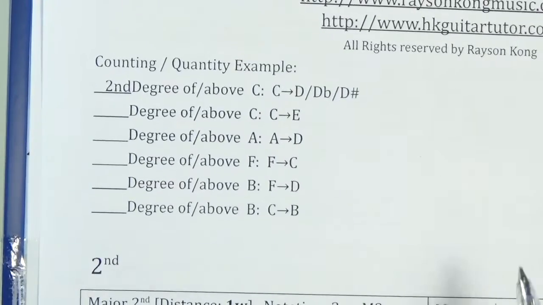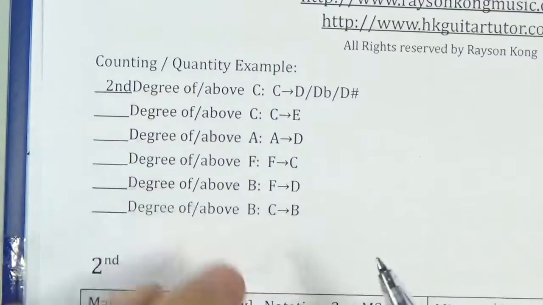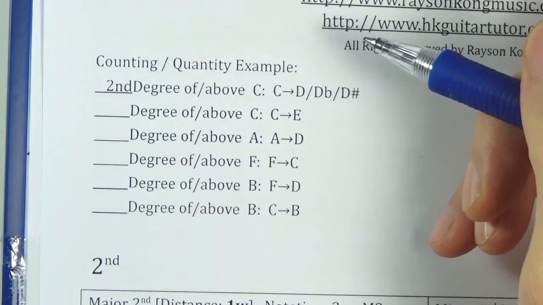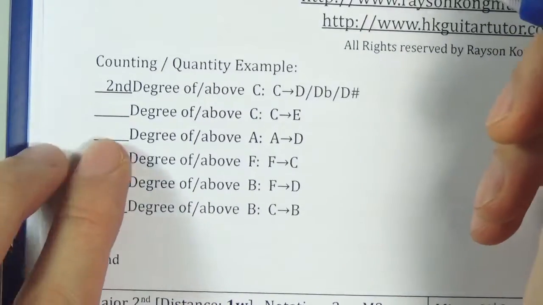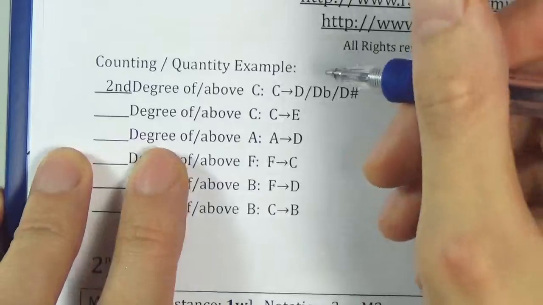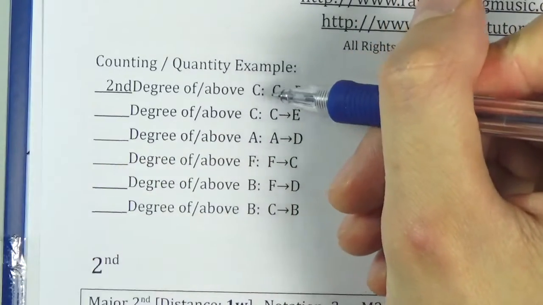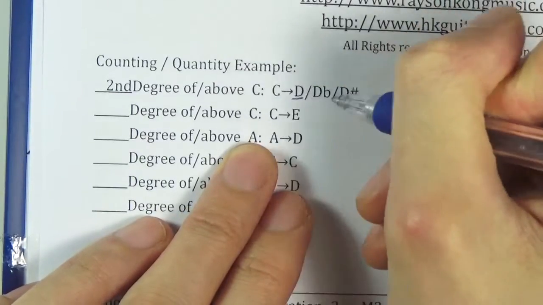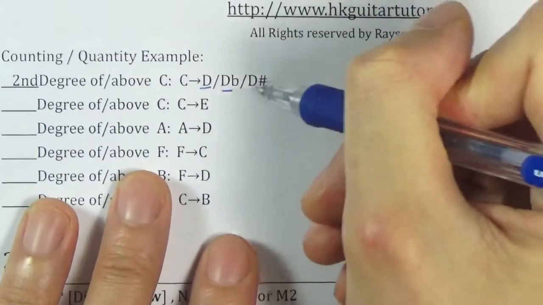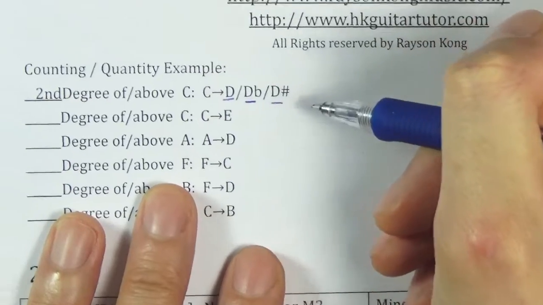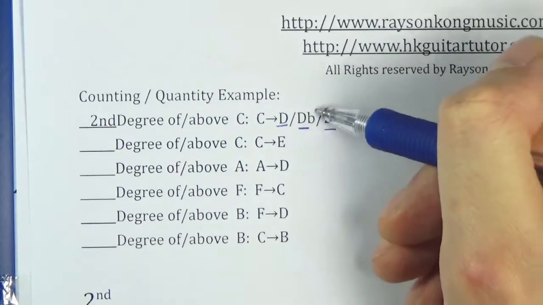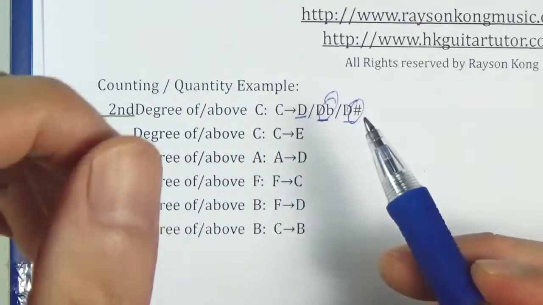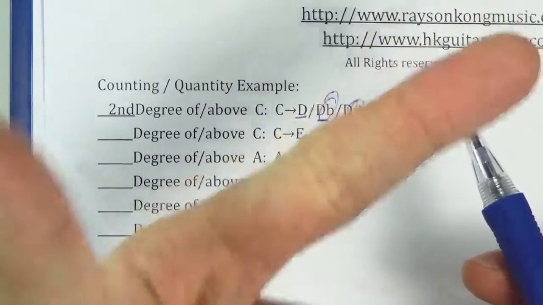First of all, the first concept you have to be familiar with is counting, or quantity, which is a more official term in music. For example, when you're trying to look for the second degree above C, it can be D, D flat, or D sharp. It doesn't matter which one, because we are not worrying about the accidentals yet. You just count up: C, D. You have two fingers there.